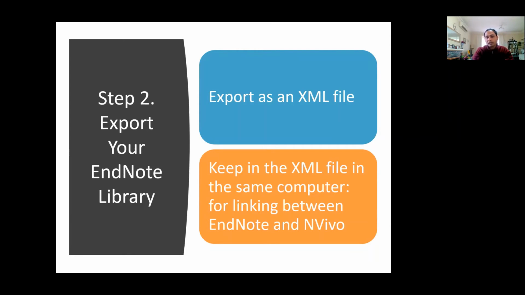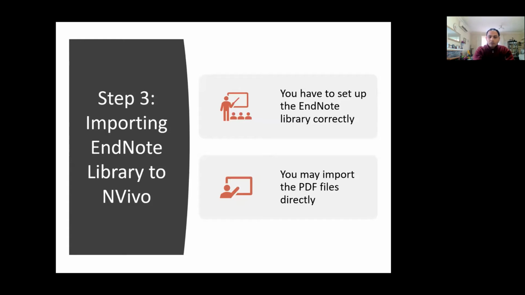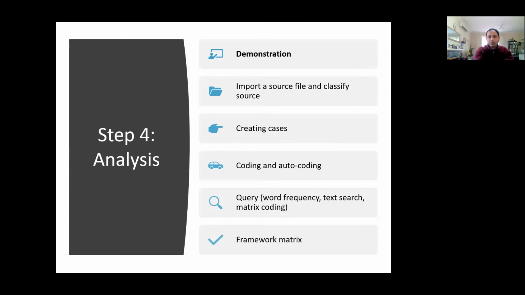The other approach, I would say, is that you can just export PDF files. Maybe you could say, okay, I don't need metadata for my lit review, I'll just import the PDF file. You can just copy the PDF file and import it to your NVivo software, and then it's done. The important part is that you need to extract all your PDFs if you cannot set it up correctly, which means that the XML file should be kept in the same EndNote folder where your PDF files are in your computer. Yeah. So now it is time for me to demonstrate.